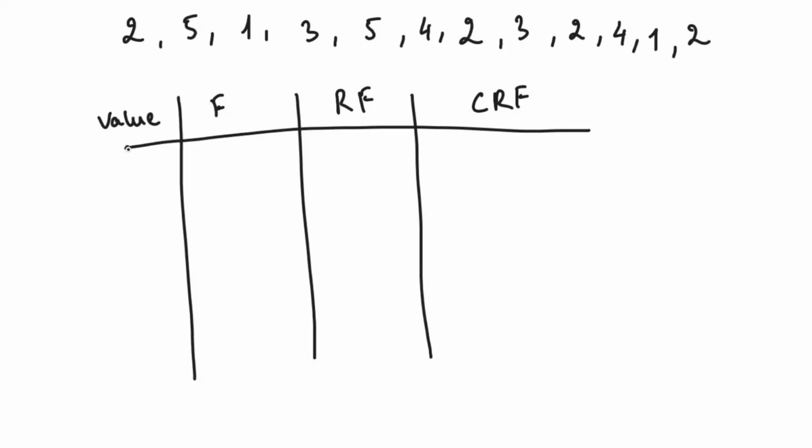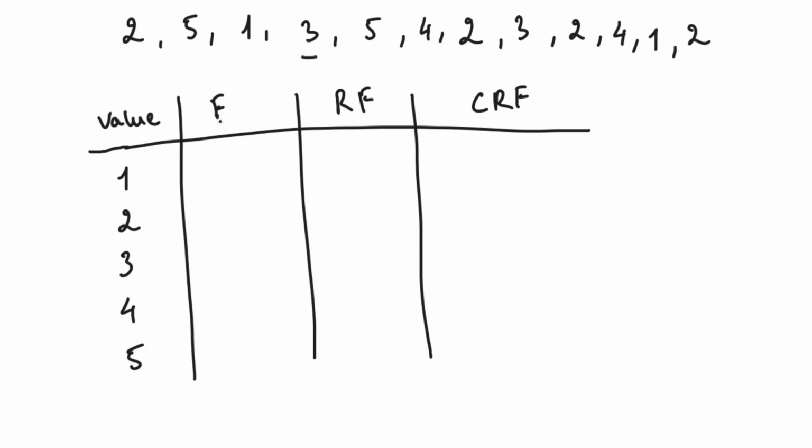So first of all, in the column value, I'm gonna list all the unique numbers that appear in this dataset. I'm gonna list them from the lowest to the biggest. So 1 is the lowest, so 1. The next one is 2, and the next one is 3, right? The next ones are 4 and 5, right?